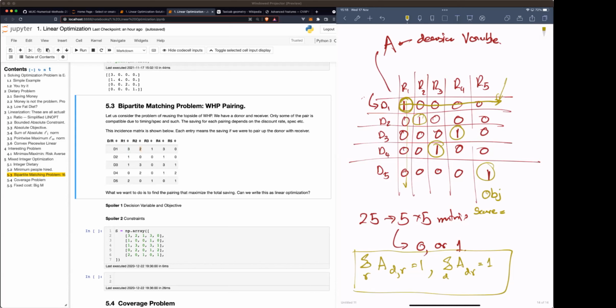So that means all you need to do is to multiply this matrix with this matrix, and then sum up every number. That's what you're gonna get. So all you need to do is A, and then this thing is element-wise multiplication, S, and then sum. That would be all, right? And these 3 lines gonna give you the best donor receiver pairs.